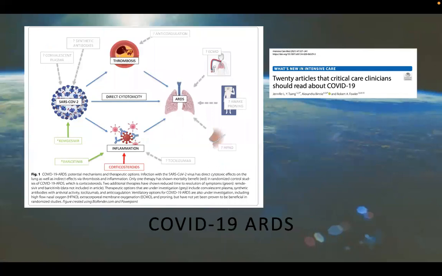Of course, every one of us should be familiar with articles that we as critical care clinicians should read and be familiar with about COVID-19. Everything starts with the virus itself causing direct cytotoxicity to the lungs. But second, and most important, causing a hyperinflammatory syndrome, which by itself may cause very, very difficult pathologies around the organism, such as microthrombosis and eventually organ failure at the site of development.